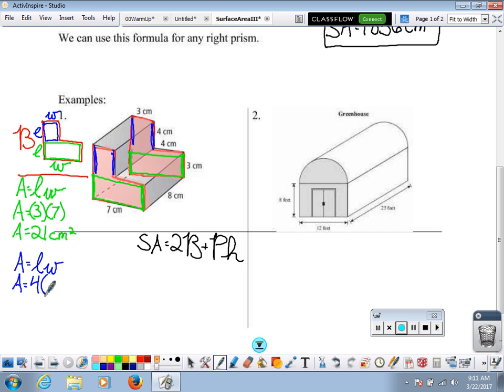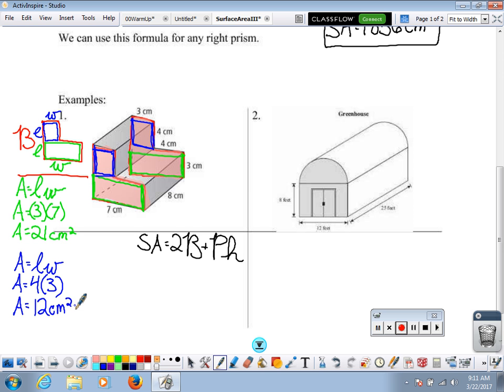What about the width? 3 centimeters. And we can use a calculator if we need to, but that area is going to be 12 square centimeters.